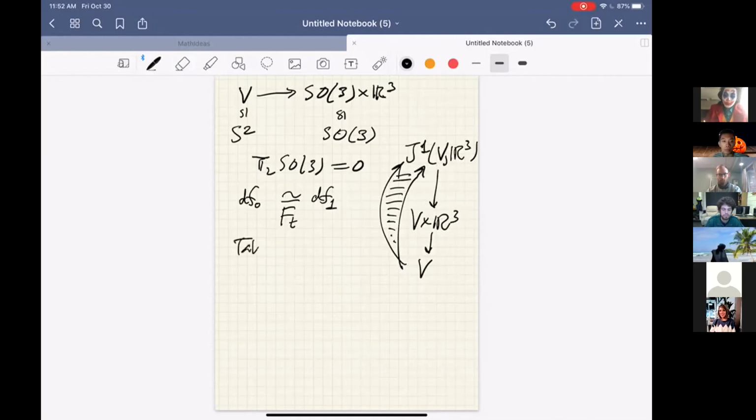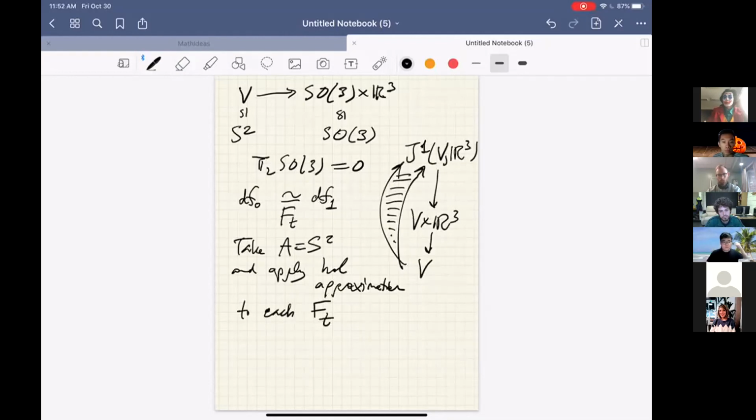So take A to be S2 and apply holonomic approximation, that's the wiggling theorem, to each F_t. And we can do it parametrically. So this gives us a family of holonomic maps. But they're all defined on different neighborhoods, which is kind of annoying.